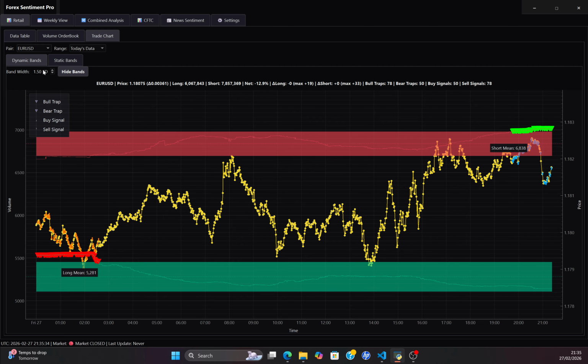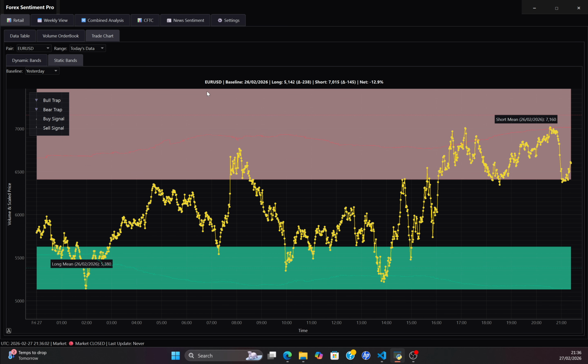The reason I call this dynamic is because you get magic numbers here. This is the magic number for long positions and short positions. If you look at this, on Friday, retail traders were 6 million lots long. Yes, that's a magic number. And 7.8 million short in the market. So guess what's going to happen? Prices going higher.